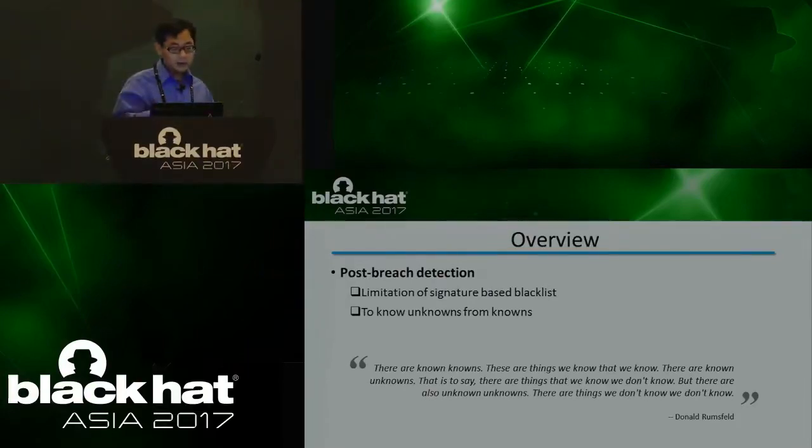Okay, in this slide, I quote a famous quote from Donald Rumsfeld, who was the former defense secretary of the United States. It's very interesting to read. So we have known knowns, known unknowns and unknown unknowns. So the machine learning approach tries, based on the existing knowns, to know the unknowns. Then we can defend the network in proactive ways instead of reacting to what already happened.